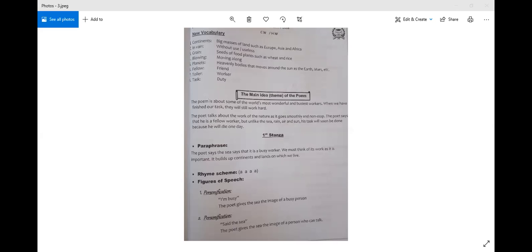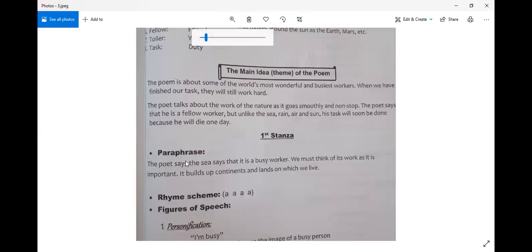Okay, so let's read here the paraphrase for this stanza. The paraphrase for this stanza, guys, is the poet says that the sea says that it's a busy worker. We must think of its work. How important is it? As it's important, it builds up continents and lands on which we live. Okay? Guys, if you remember, we said something about the rhyme scheme yesterday, and we're gonna figure out what's the rhyme scheme here with one of our friends. Okay, let's see.